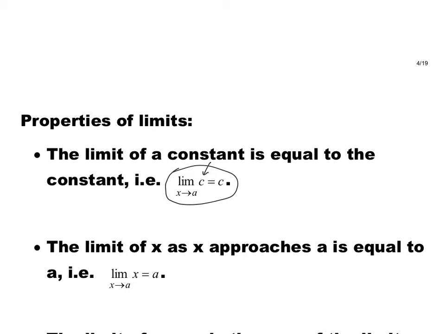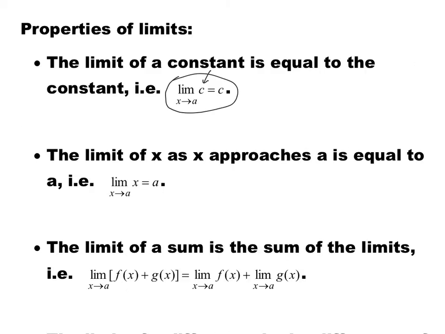The next property is the limit of the function which is just x. When x goes to a, the limit of x becomes a. The next property is the limit of the sum of two functions. The property says the limit of the sum of two functions is the sum of the limit of each individual function, meaning that the limit of f of x plus g of x is the same as the limit of f of x when x goes to a plus the limit of g of x when x goes to a.